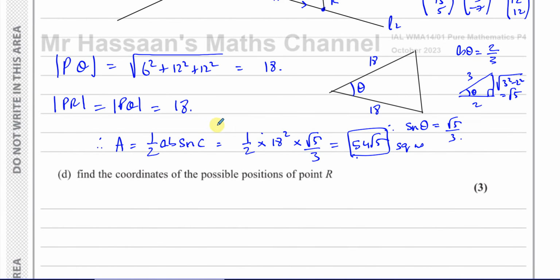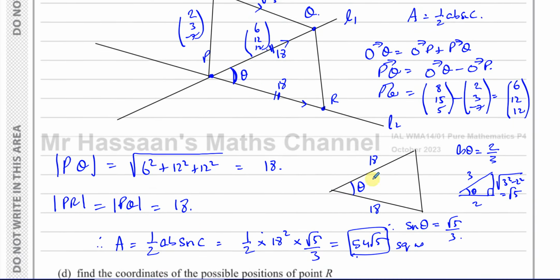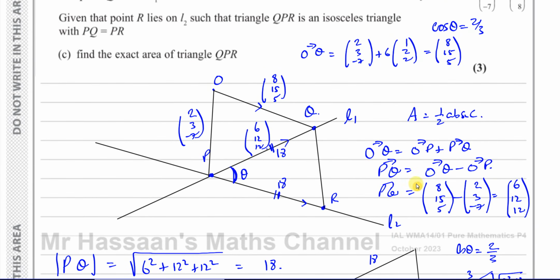And then the last part of the question says find the coordinates of the possible positions of the point R. So R could actually be here, or it could also be here, because that would also be an isosceles triangle. The sine of that angle would have been the same as the sine of that angle, and that length would still be 18. So R could be in either of these two places actually.